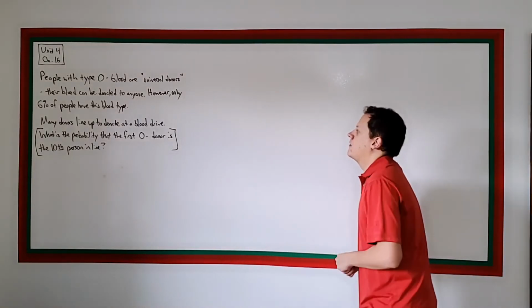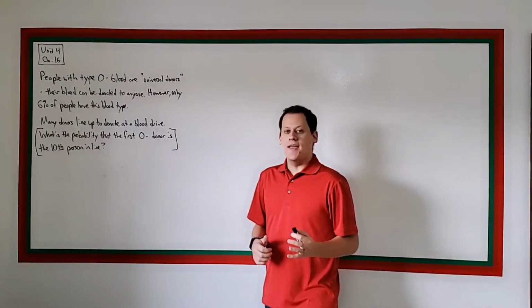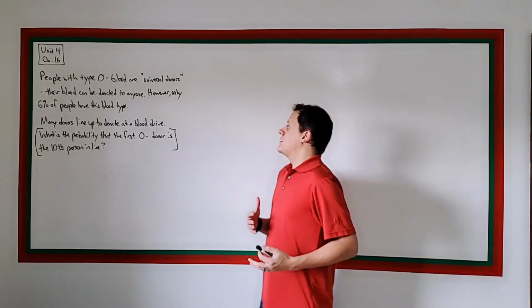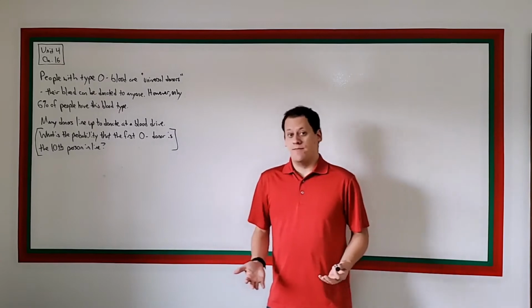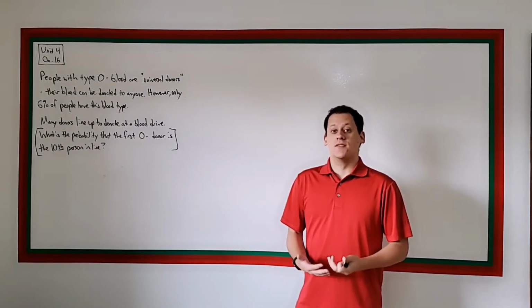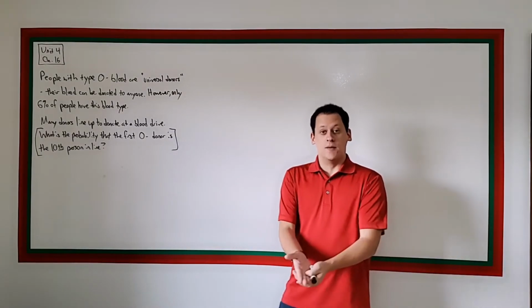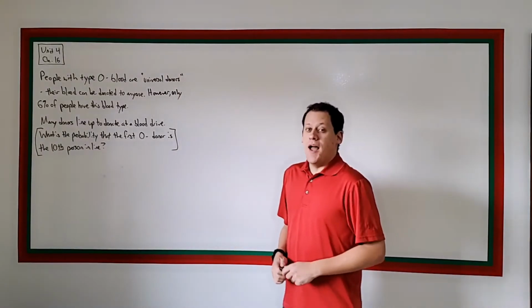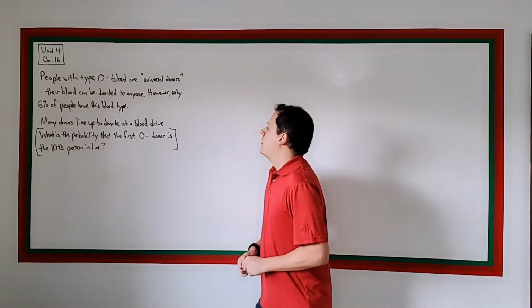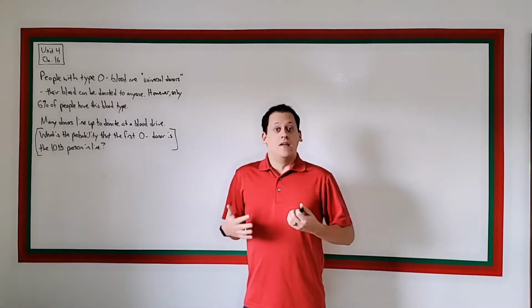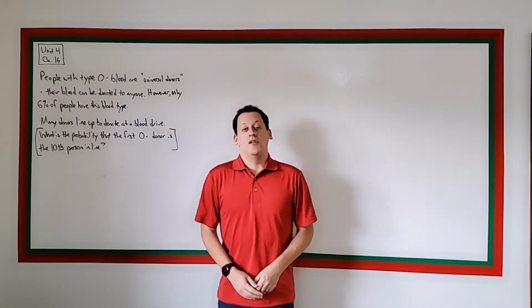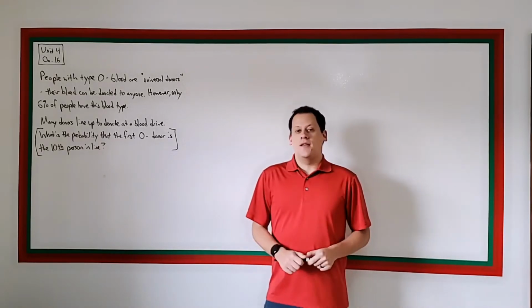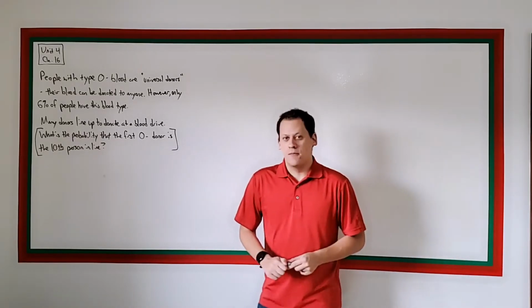Here we go. So people with type O negative blood are called universal donors because their blood can be donated to anyone. No matter what blood type someone is, their body will accept type O negative blood. However, only 6% of people have this blood type. So let's say there's a blood drive and a lot of people show up to donate blood at this blood drive. What is the probability that the first O negative donor is the 10th person in line?